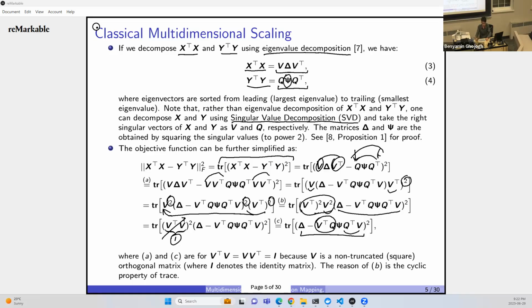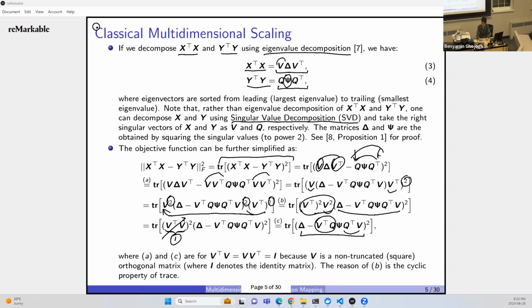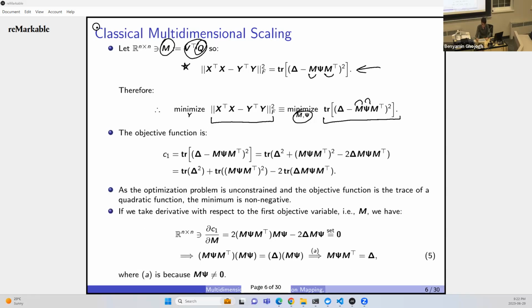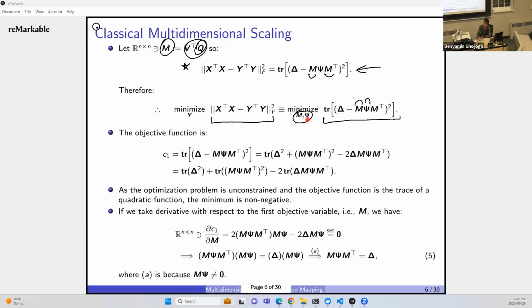Psi was the eigenvalues of Y. And what was M? M was V transpose Q. What was V? V was the eigenvectors of X transpose X. Psi was the eigenvalues of Y transpose Y. V is the eigenvectors of X transpose X. Q here, what was Q? Eigenvectors of Y transpose Y. So we have everything. But the M and psi are unknown.